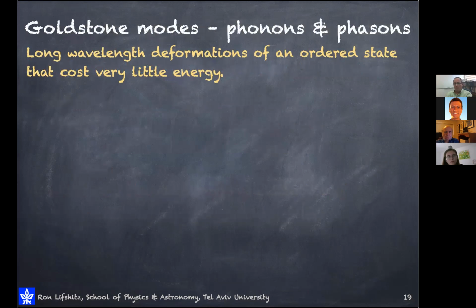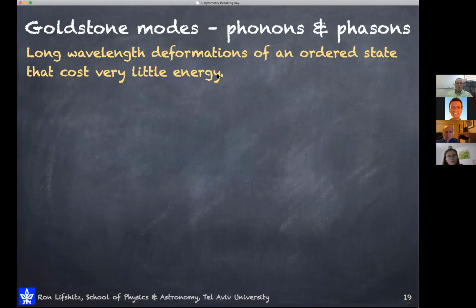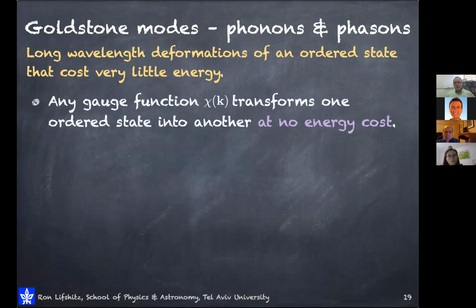And the first point is the notion of excitations that cost very, very little energy. Okay, and these are the so-called Goldstone modes. So these are long wavelength deformations of an ordered state. So the perfect state is ordered. Now I want to slightly deform it at a very, very minimal energy cost. And this is the way I'm going to do it.